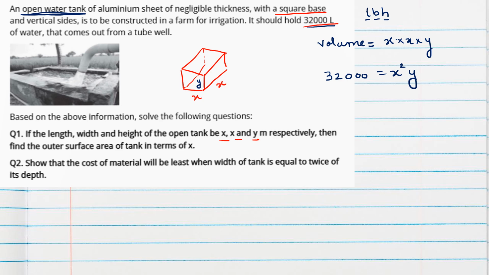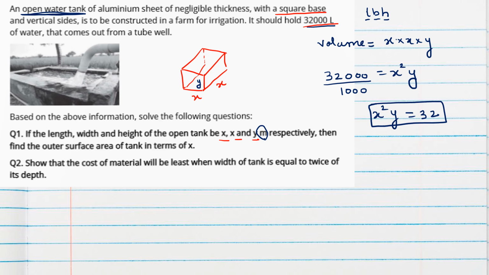The volume is given as 32,000 liters. So this also we have to convert into meter cube, because x and y are given in meters. So 32,000 divided by 1000, you will get it in meter cube. So x square y equals 32. This is the relation between x and y, and we will be using it in different questions.